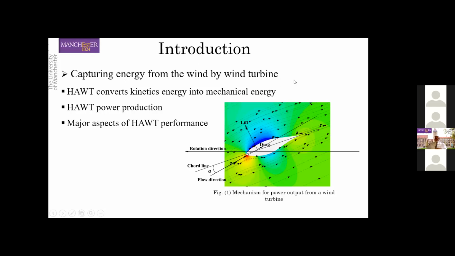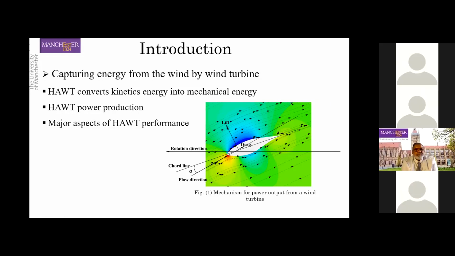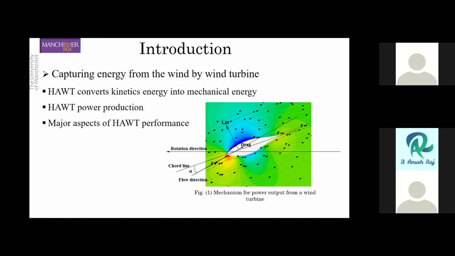A wind turbine, let us first define what a wind turbine is. A wind turbine is a device that extracts kinetic energy from the wind and converts it into mechanical energy. Therefore, wind turbine power production depends on the interaction between the rotor and the wind.